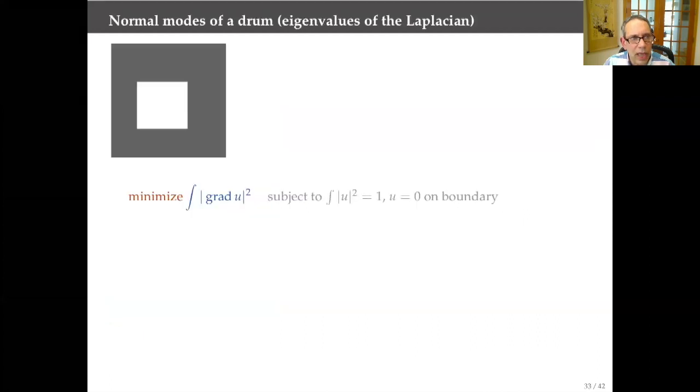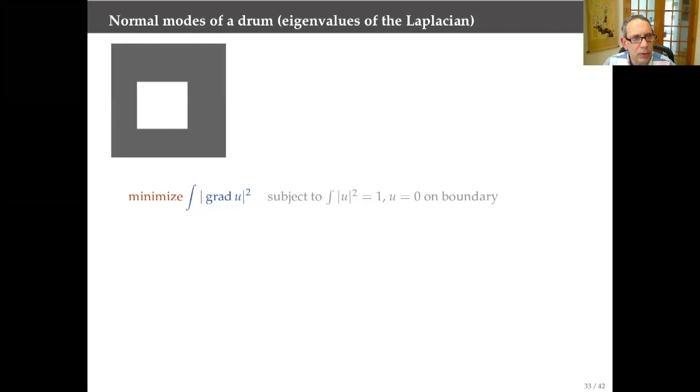Okay, so let's look at a finite element problem that doesn't need FEEC, finding the eigenvalues of the Laplacian, or if you want a physical example, the normal modes of a drum, something considered already by Euler. This has a variational formulation. You're minimizing the integral of the norm of the gradient of u squared, the sum of the squares of the partial derivatives du/dx and du/dy, subject to u being zero on the boundary and having integral squared one.